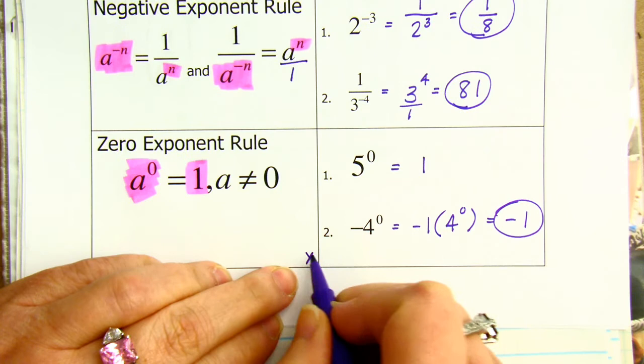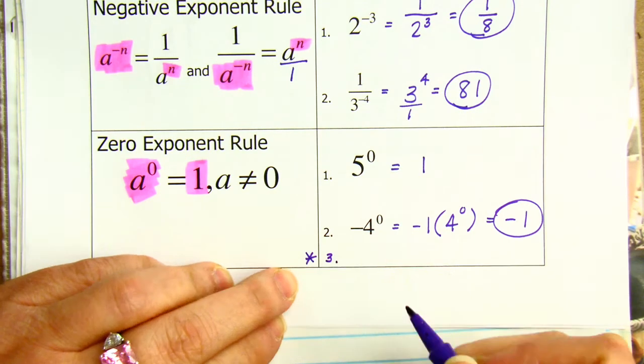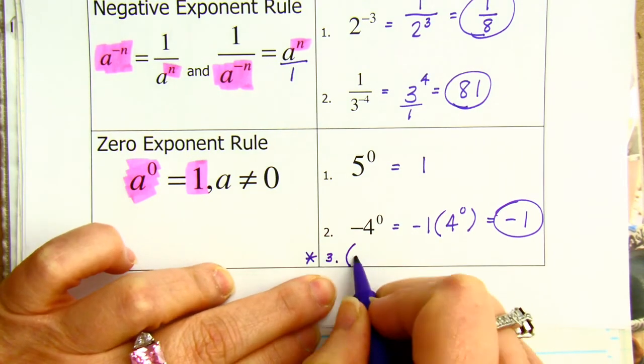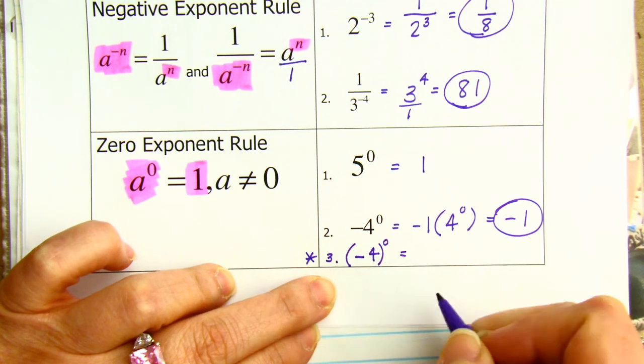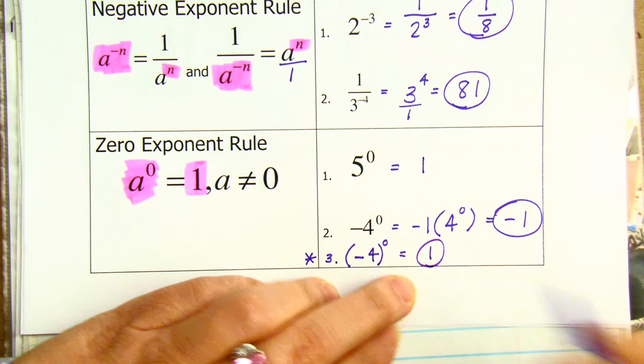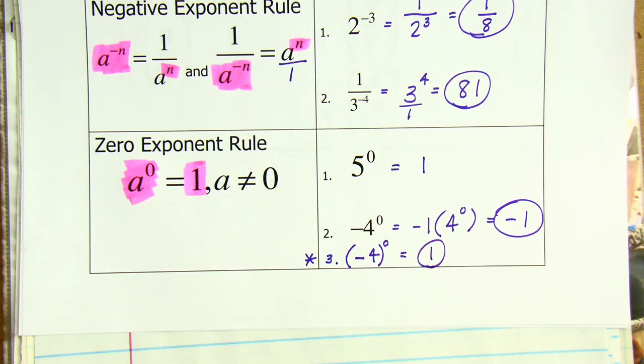which we could add another example here to show you. Negative 4 in parentheses raised to the power of 0. Here's where you get your positive 1. So be careful with these. Students always make this mistake. They get these two confused.